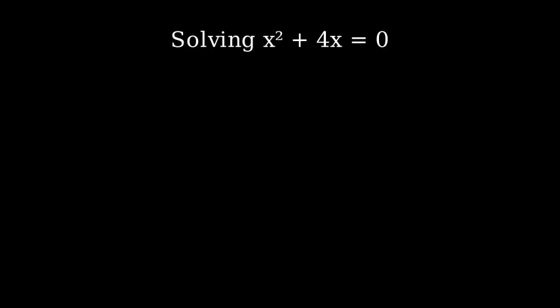Welcome. Today we'll solve the quadratic equation x squared plus 4x equals 0 using multiple methods. Let's start with factoring, which is often the simplest approach. First, let's factor out the greatest common factor.